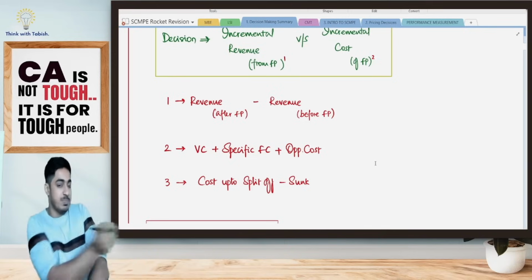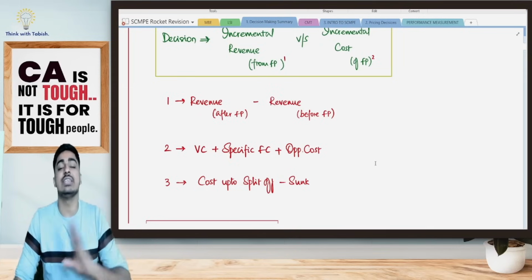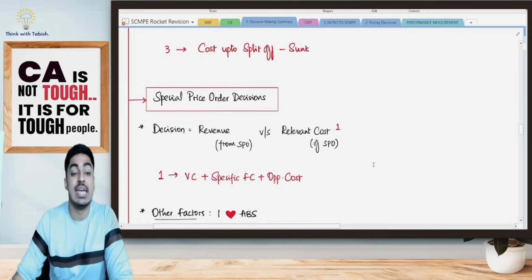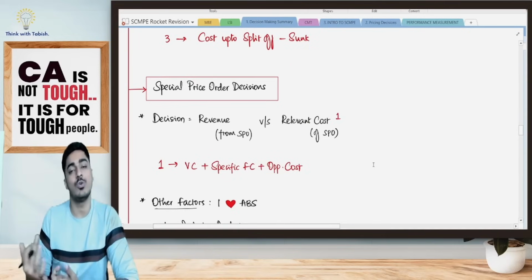Again, cost up to split off. Yes, anyways we have incurred. Yes, it is sunk cost. It is going to be irrelevant for a decision. Next, special price order decision. We have got a one-time special price order. How do we take a decision?